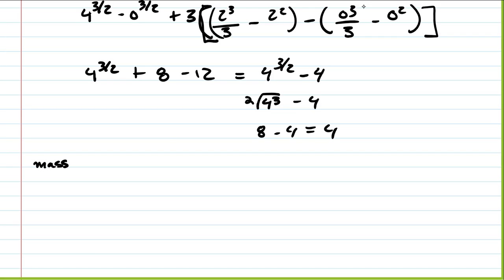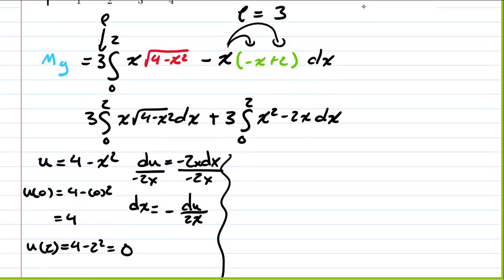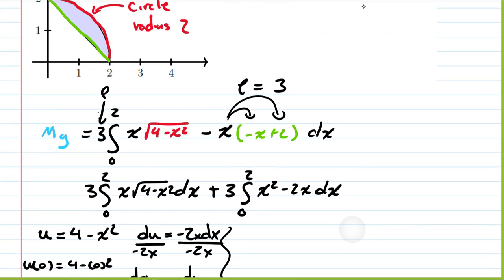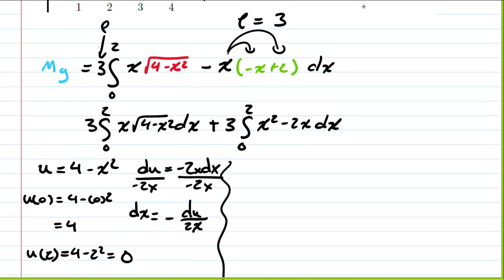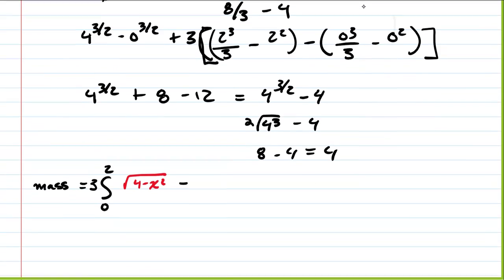Our mass is just the integral. So the integral from 0 to 2, and it's just going to be our density times all of this. So 3 times the square root of 4 minus x squared minus our line, which was negative x plus 2.